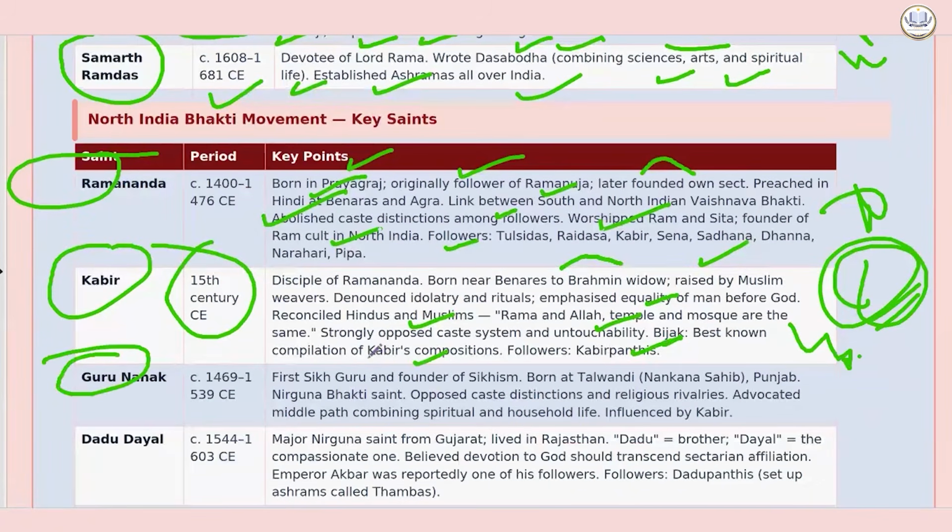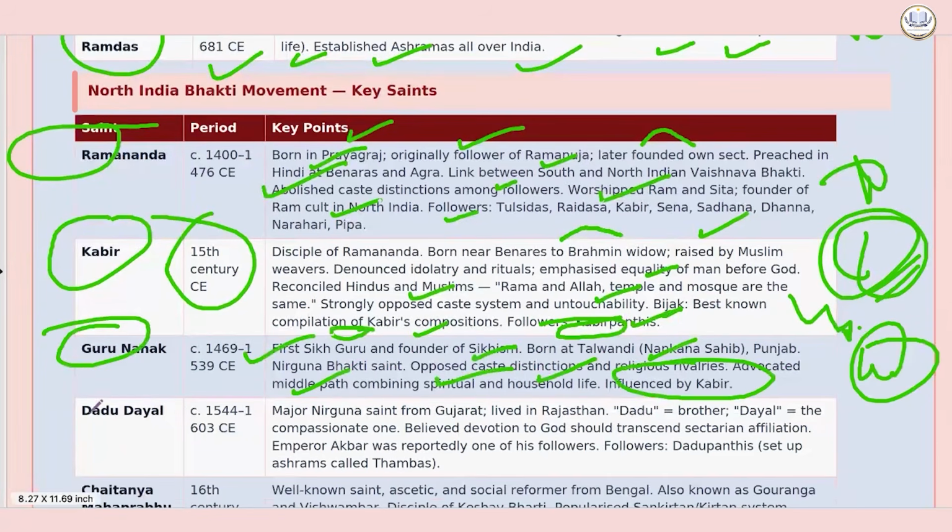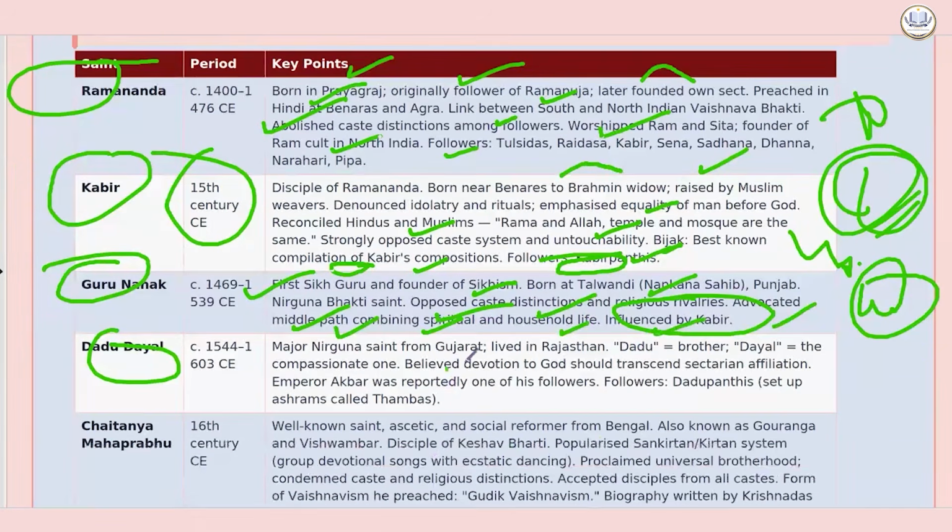Guru Nanak Dev Ji, the first Sikh Guru and founder of Sikhism, was born at Talwandi, Nankana Sahib, Punjab. He was a Nirguna Bhakti saint who opposed caste distinction and religious rivalries, and advocated a middle path combining spiritual and household life. He was influenced by Kabir Das Ji. Langar is a very important part of Guru Nanak Dev Ji's teaching. Then Dadu Dayal, a major Nirguna saint from Gujarat, lived in Rajasthan. Dadu means brother, Dayal means the compassionate one. He believed devotion to God should transcend sectarian affiliation. Emperor Akbar was reportedly one of his followers, though not confirmed. His followers include the Dadu Panthis, who set up ashrams called Thambas.